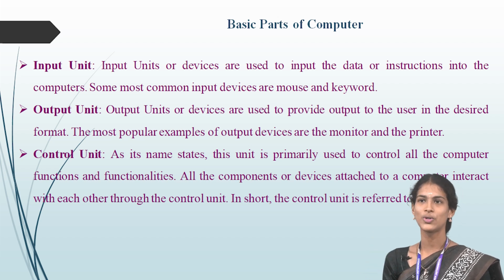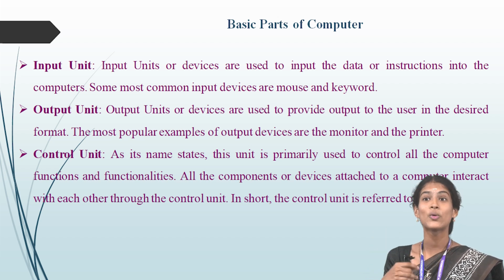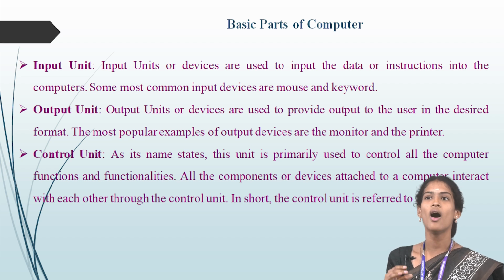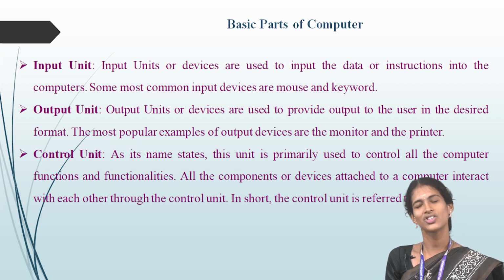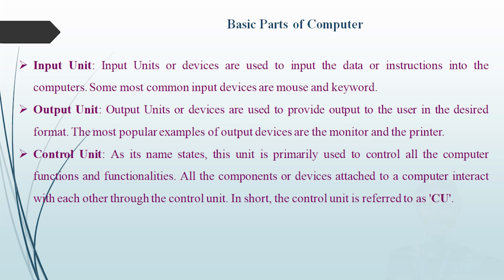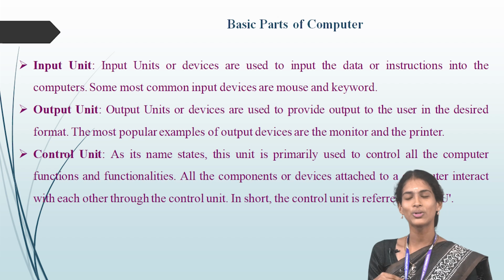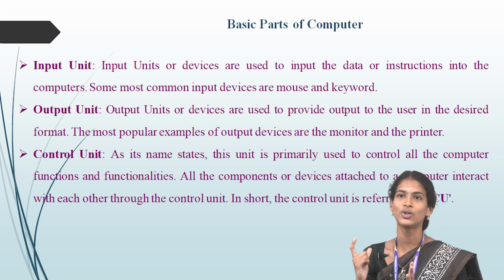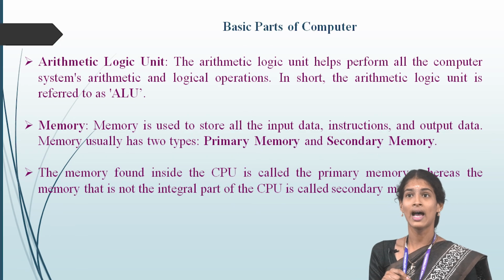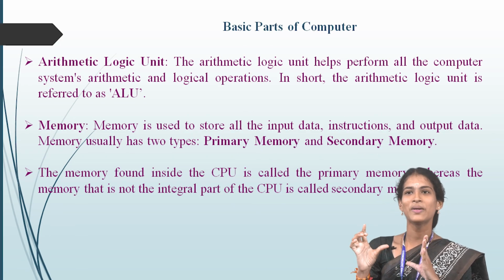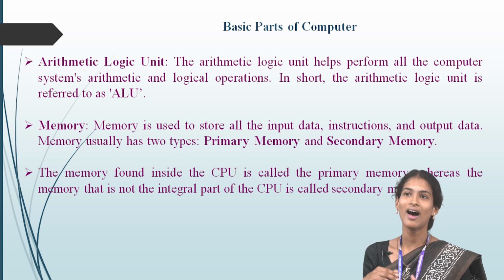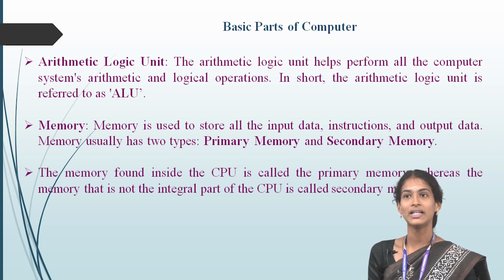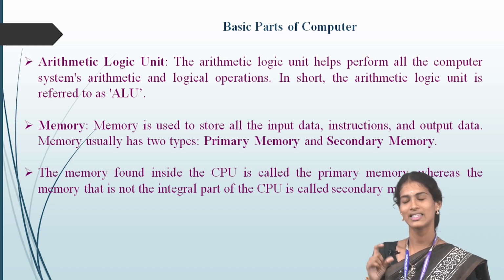The next, control unit. As its name states, this unit is primarily used to control all the computer's functions and functionalities. All the components or devices attached to a computer interact with each other through the control unit. In short, the control unit is referred to as CPU. The next, arithmetic logic unit. The arithmetic logic unit helps perform all the computer system's arithmetic and logical operations. In short, the arithmetic logic unit is referred to as ALU.